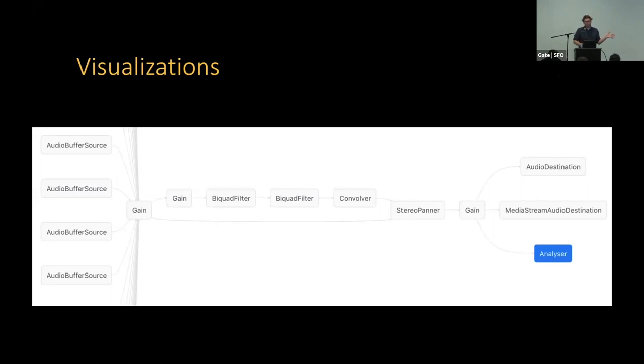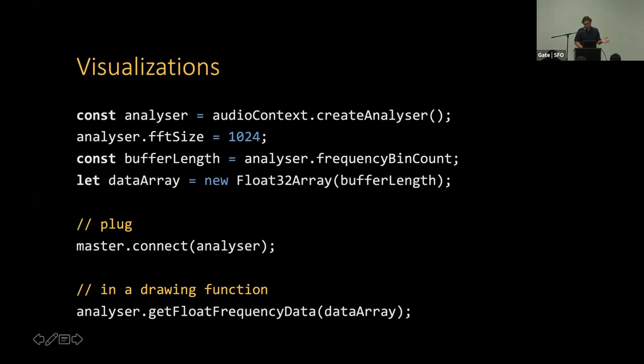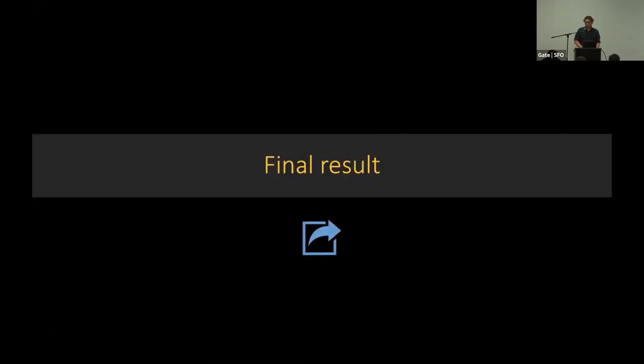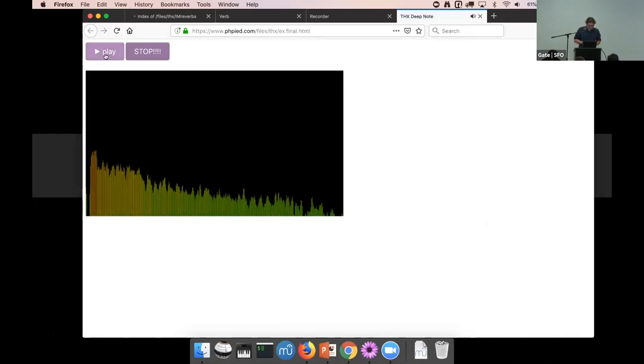You can visualize the web audio data that you've just worked with. Again, we split up before we go to the speakers and the recorder. We can go to an analyzer node. I'm not going to go through that, but basically it just gets an array of frequencies and then it can visualize them. So let's go to our final result and hope that it works. This is the visualization of the frequencies that we're going to hear. Let's hope it's a good one.